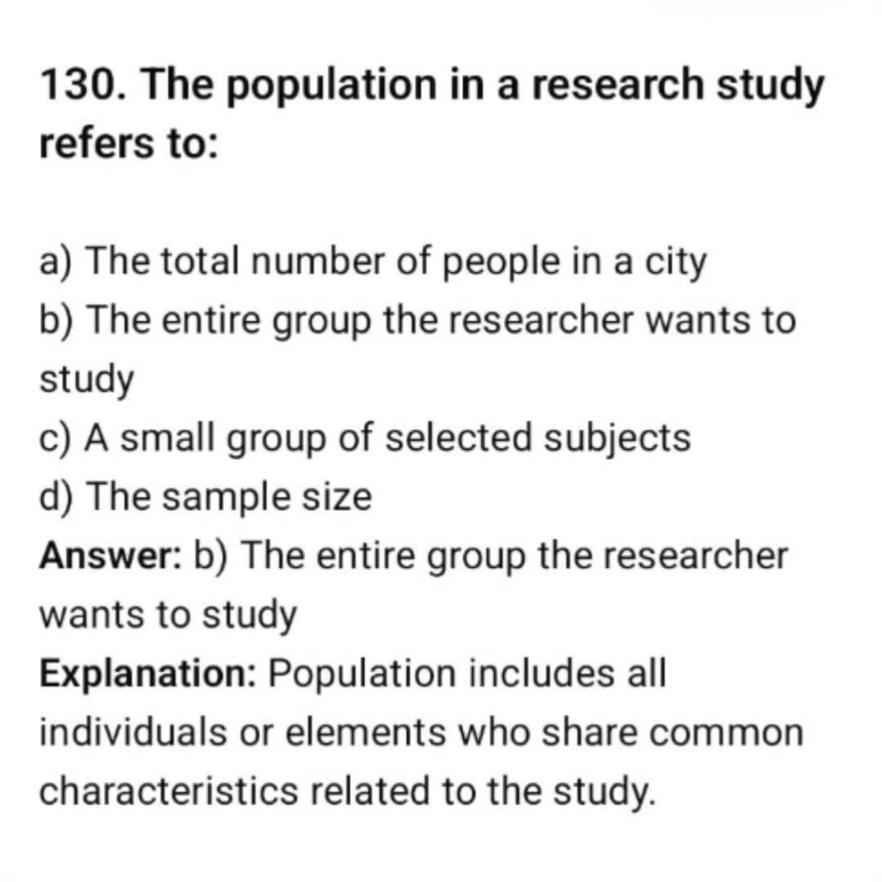The population in a research study refers to the total number of people in a city, the entire group the researcher wants to study, a small group of selected subjects, the small sample size. The correct answer is option B, the entire group the researcher wants to study. Population includes all individuals or elements who share common characteristics related to the study.